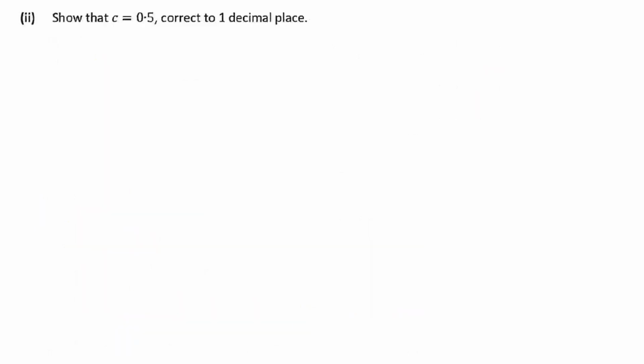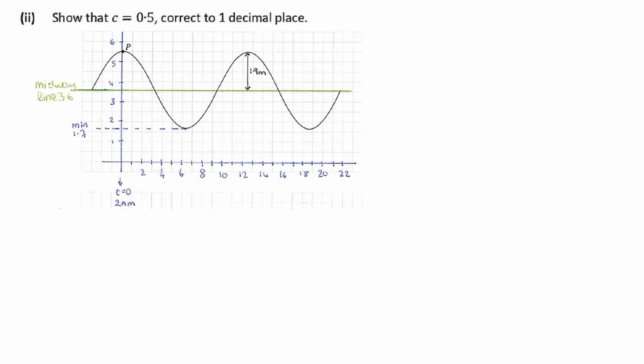So part 2: show that C is equal to 0.5 correct to 1 decimal place. Again, here is my graph. Remember that we are now dealing with the function f of t equals 3.6 plus 1.9 cos of ct, and we're trying to figure out that c. That c is in front of the t and it's part of the angle.